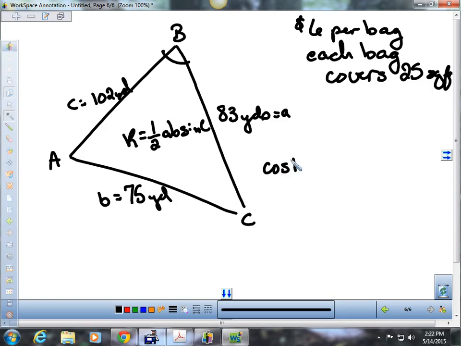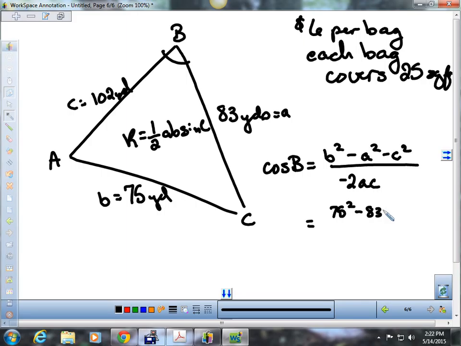Cosine B equals B squared. And now, does it matter the order in which I subtract the other two? Absolutely not. Minus A squared minus C squared, divided by negative 2AC. Okay, so we're going to have 75 squared minus 83 squared minus 102 squared, divided by negative 2 times 83 times 102.